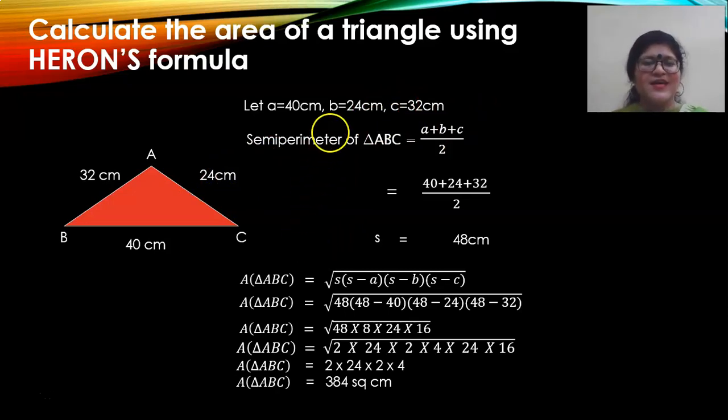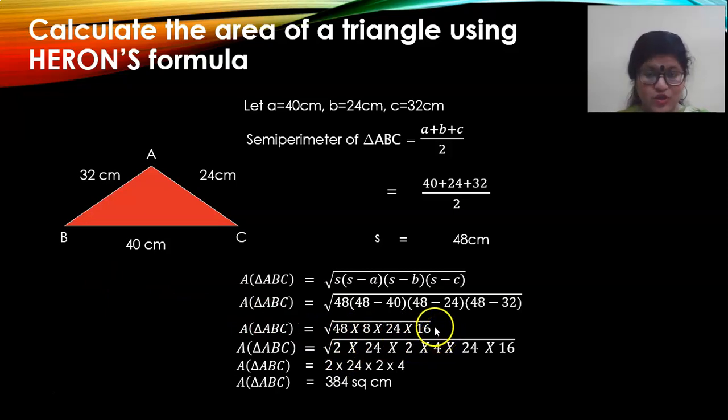But ideally, it's always like this. Small a stands for the side opposite to angle A, and this is b and this is c. But you could also interchange the values. It is right. Now, do not multiply these numbers.